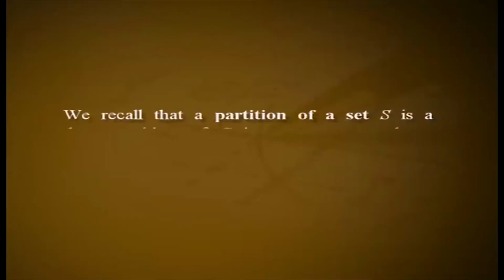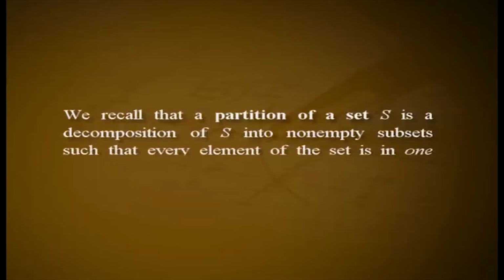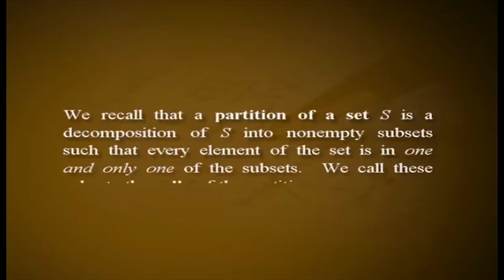We recall that a partition of a set S is a decomposition of S into non-empty subsets such that every element of the set is in one and only one of the subsets. We call these subsets the cells of the partition. The following fundamental result from set theory is needed in this session. Theorem 1. Corresponding to a given equivalence relation, there is a partition and vice versa.